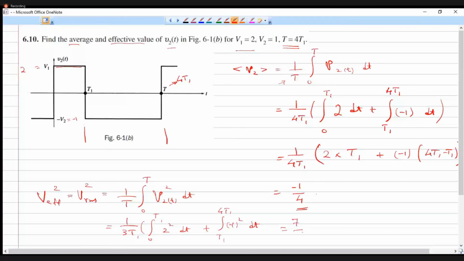So you should be getting it as equal to 7 by 4. See if you are getting 7 by 4. Therefore, you can write V effective or V RMS is equal to square root of 7 by 4, which is equal to root 7 by 2. That will be equal to 1.32. Okay, just verify you are getting the answer.